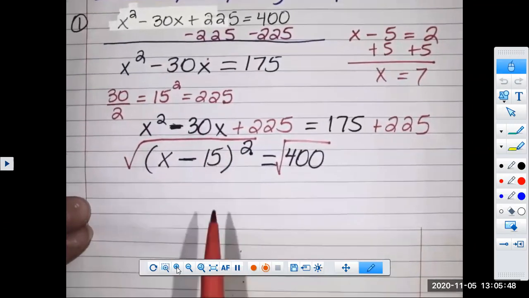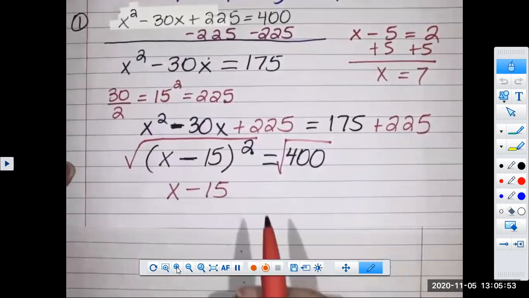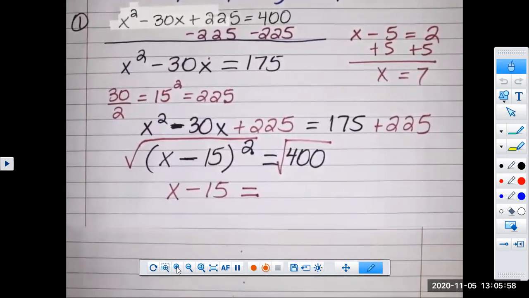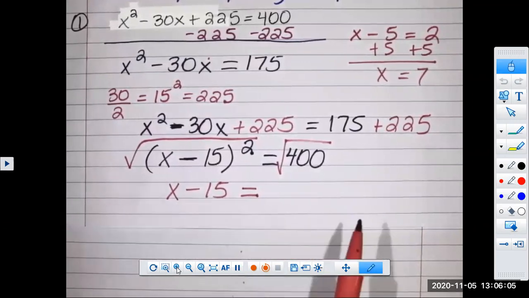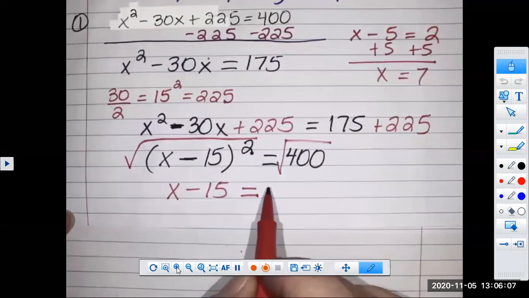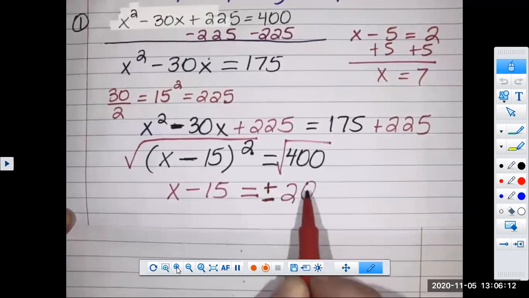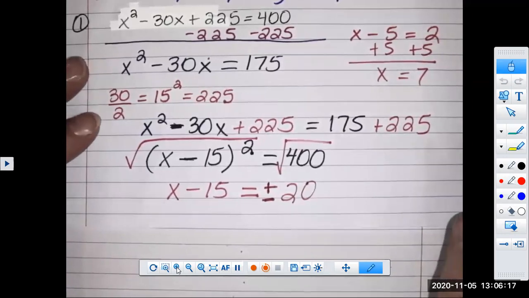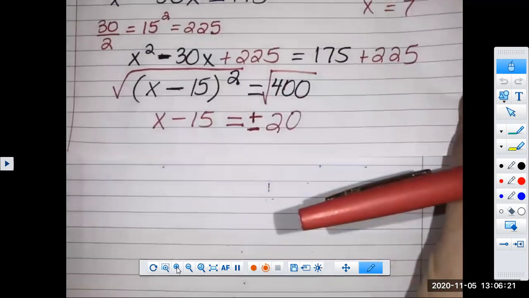Okay, from this point, you're going to be left with just x minus 15. That squared goes away. What do you have here? Tell me what you need to write before you write your number. Good, plus and minus. And the square root of 400 is 20. Okay, this is how you get your two answers from this point.